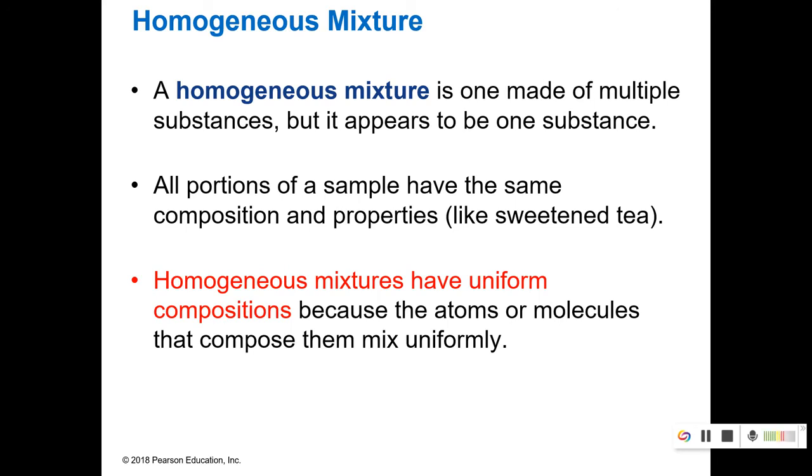Okay, so those homogeneous mixtures, they have uniform compositions, and that means you cannot pick out the pieces. So sweet tea and unsweet tea look the same, but one of them's got sugar in it. Both are homogeneous mixtures. One just has more mixture in there, okay?